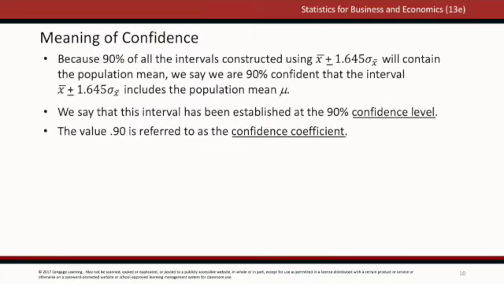Meaning of confidence. Because 90% of all the intervals constructed using this margin of error will contain the population mean, then we say that we are 90% confident that the interval that we build, again using this, includes the population mean mu. We say that this interval has been established at the 90% confidence level. The value 0.9 or 90% is referred to as the confidence coefficient.